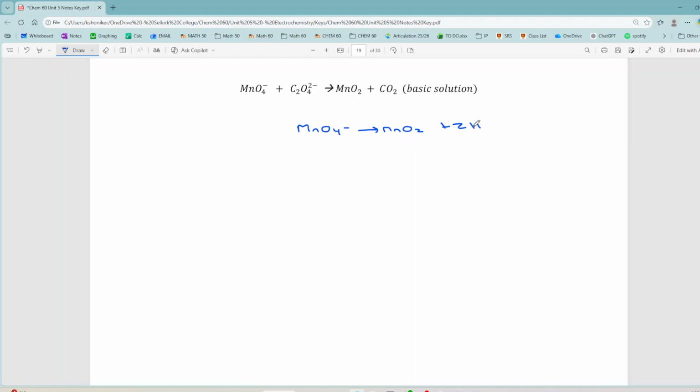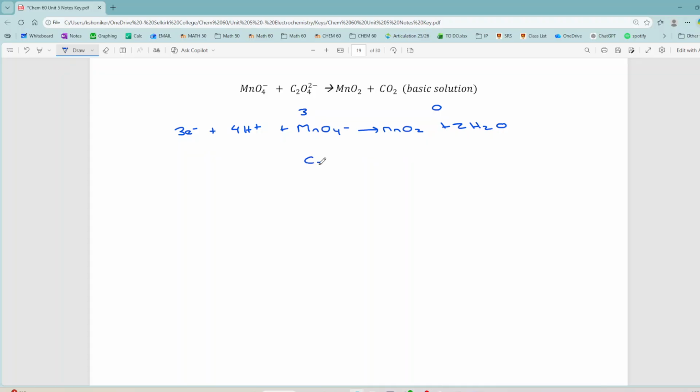Balance my oxygens. I'm going to add 4 waters on the right, and then I'm going to add 4 hydrogens on the left. Then I'm going to balance for charge. I have 4 minus 1 is 3. On the right-hand side, I have 0. So I'm going to add 3 electrons on the left.